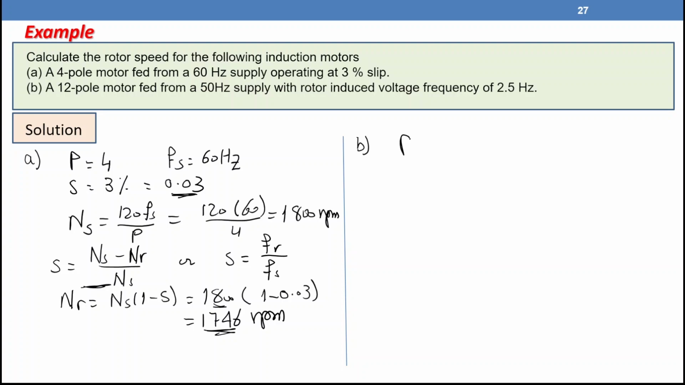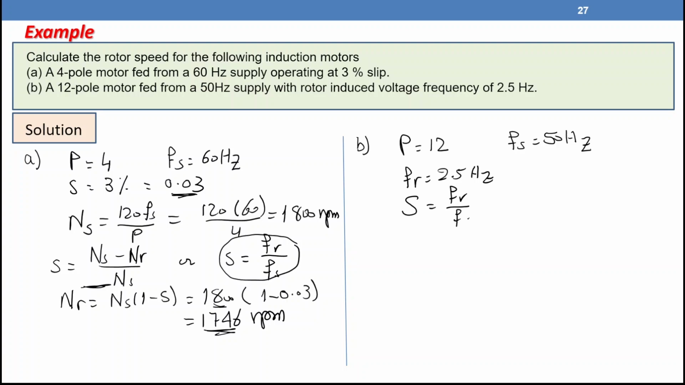We have the number of poles P equals 12. We have the supply frequency of 50 hertz. And we have fr equals 2.5 hertz. So we can use this equation now, where S equals fr over fs. That will give you 2.5 over 50, which is 5%. We can write it as 0.05.